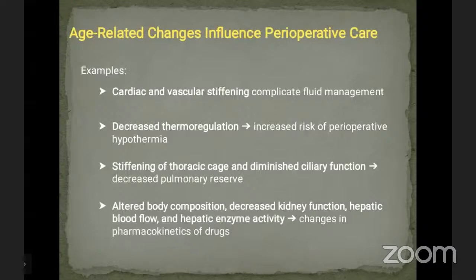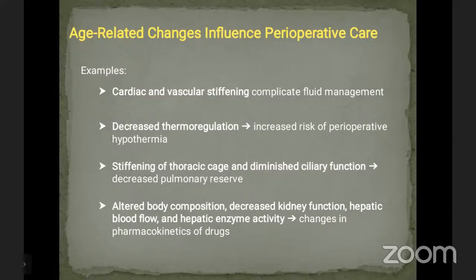Here are some examples of how age-related changes influence perioperative care. For example, cardiac and vascular stiffening, which occur in normal people as a result of aging, may increase the risk of fluid overload. Decreased thermoregulation increases the risk of perioperative hypothermia. Stiffening of the thoracic cage and diminished ciliary function decrease pulmonary reserve and put older patients at increased risk of post-operative complications. These include pneumonia and atelectasis in comparison to a younger patient.